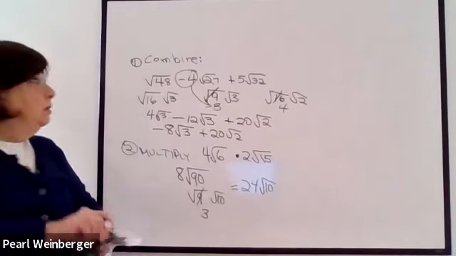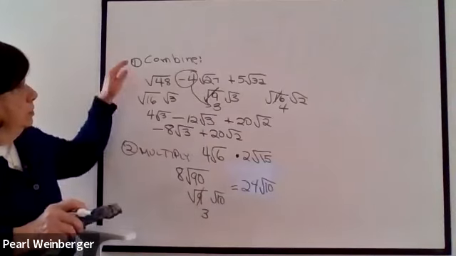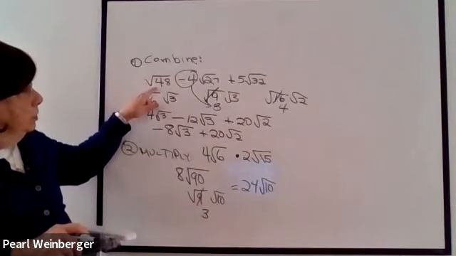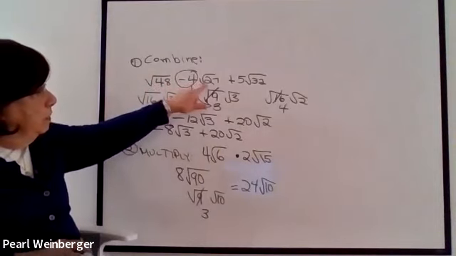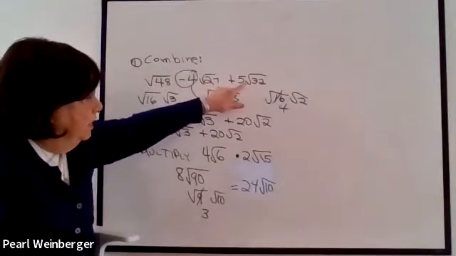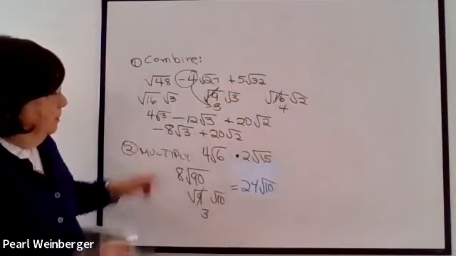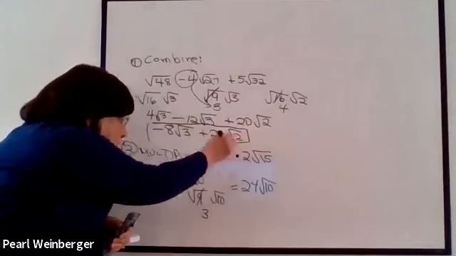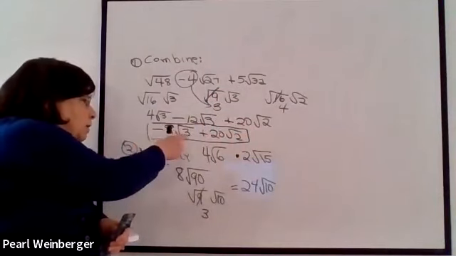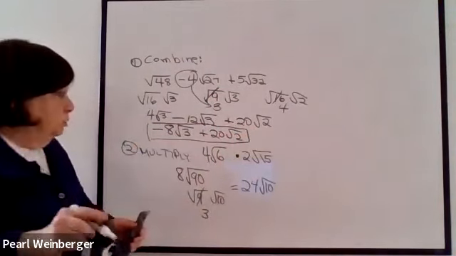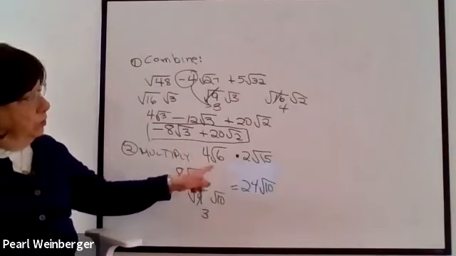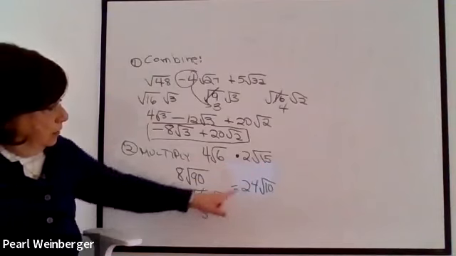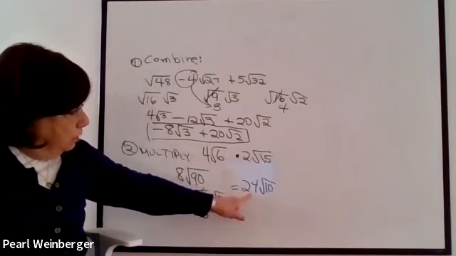Okay, so here were the answers to these two problems. Again, the first answer to the square root of 48 minus 4 radical 27 plus 5 radical 32 came out to be, here's my answer, negative 8 radical 3 plus 20 radical 2. And when we multiplied the 4 radical 6 times the 2 radical 15, we got, as a final answer, 24 radical 10.